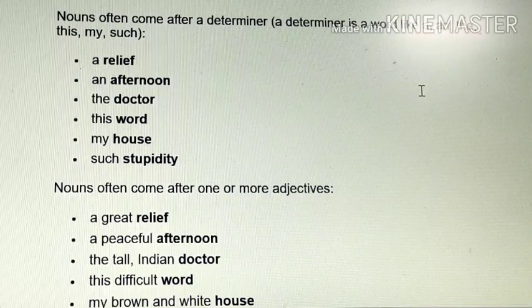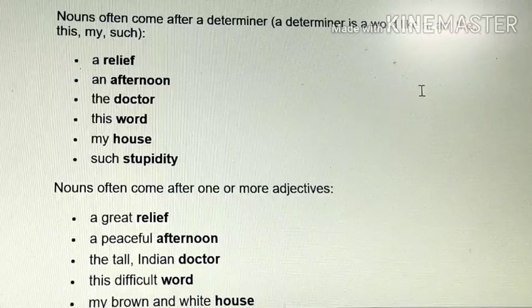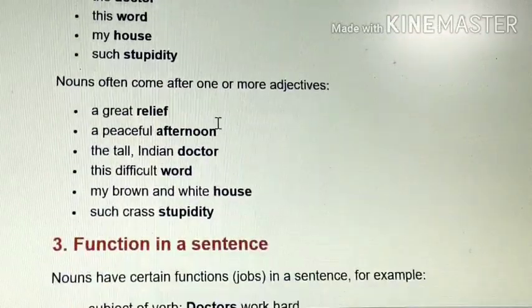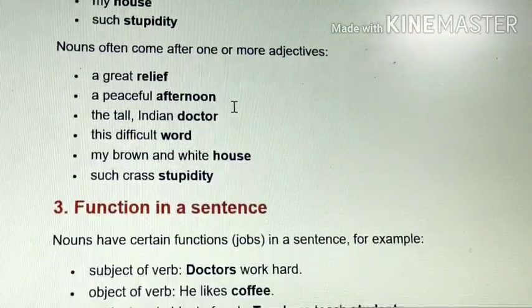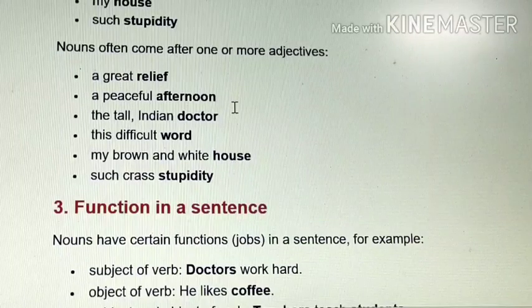What is the basic reason behind it? The reason is that just before those particular words, we can see those determiners. Okay. Here I have written something more. Nouns often come after one or more adjectives also. What I have written? Nouns often come after one or more adjectives.